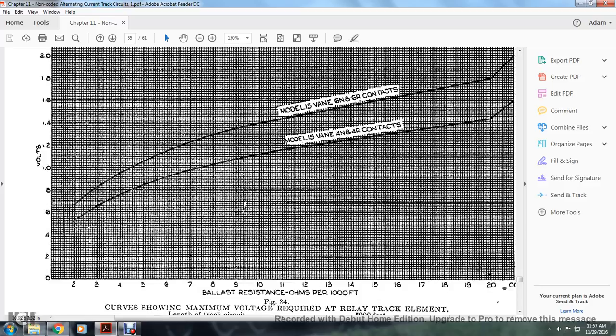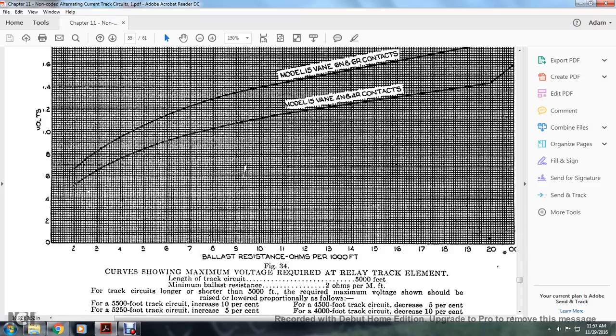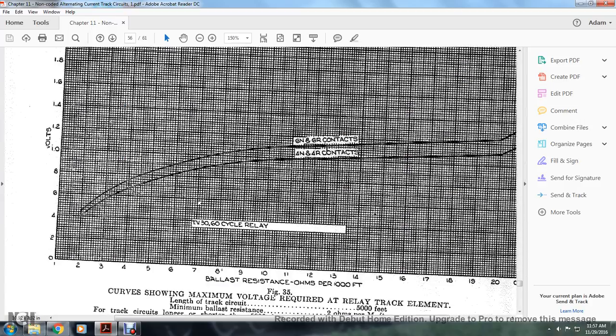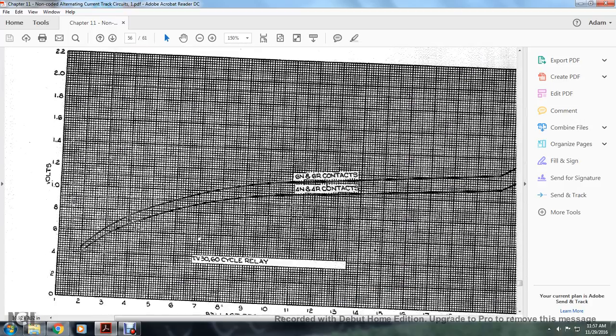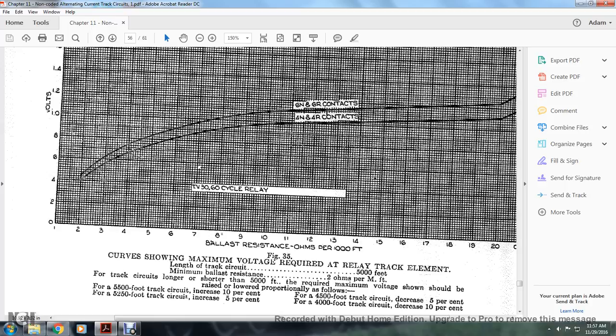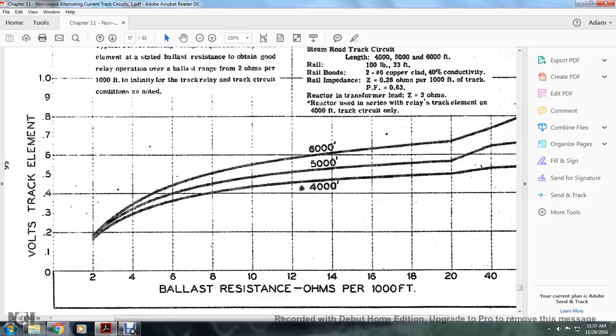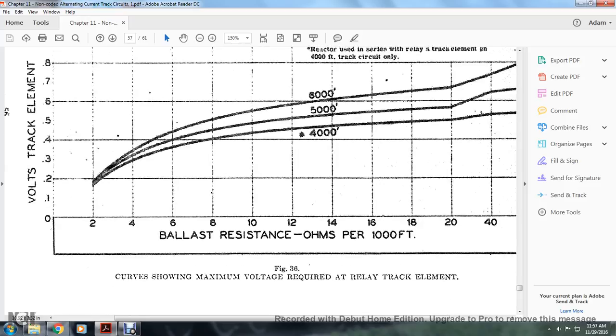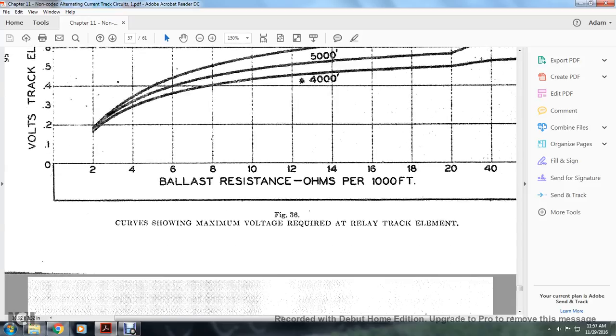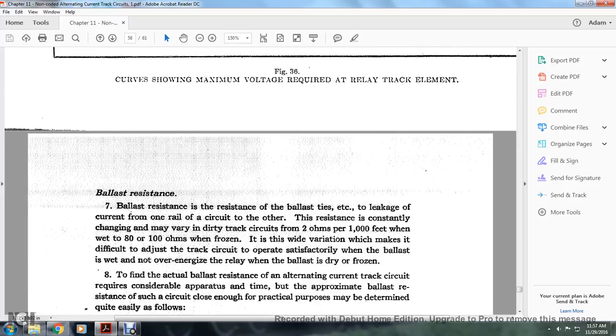Alright, and then you have ballast resistance in ohms per 1,000 feet versus volts, a curve showing the maximum voltage required for the relay track element. Another ballast resistance in ohms per 1,000 feet versus volts curve, showing the maximum voltage required for the relay track element.